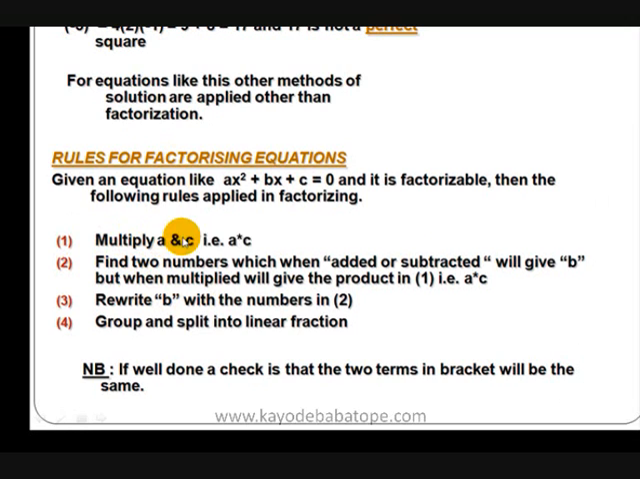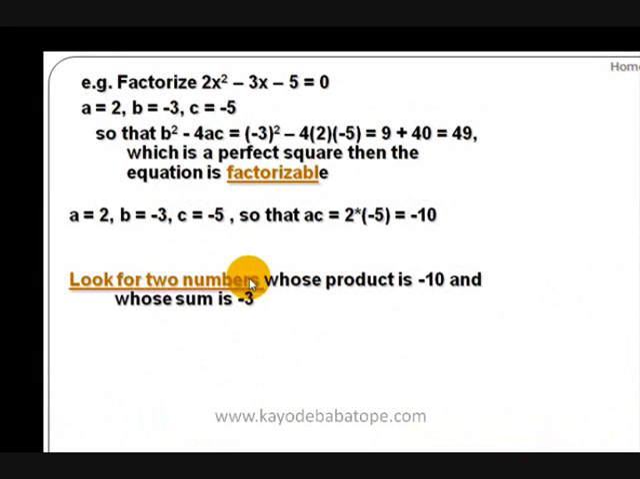Remember the rules. First, multiply a by c to get ac. Second, look for two numbers which when you add them will give you b, but when you multiply them will give you the value of ac. Okay, in this case our ac is minus 10. So which two numbers is it that when you multiply them you will have minus 10, but when you add them up you will have minus 3? I think these two numbers are 2 and minus 5.